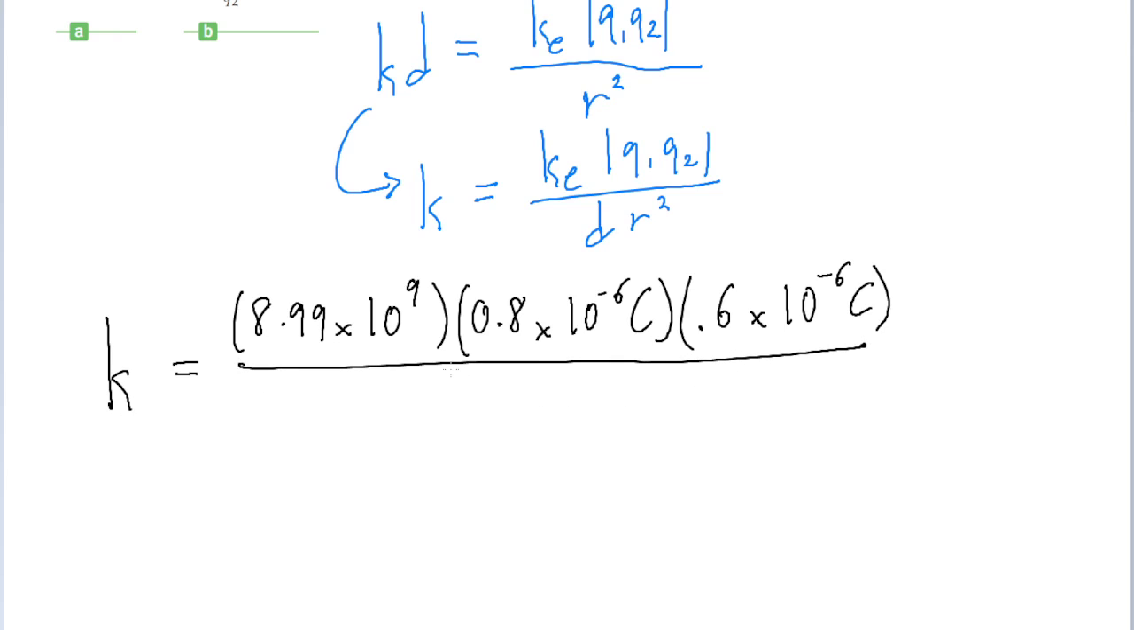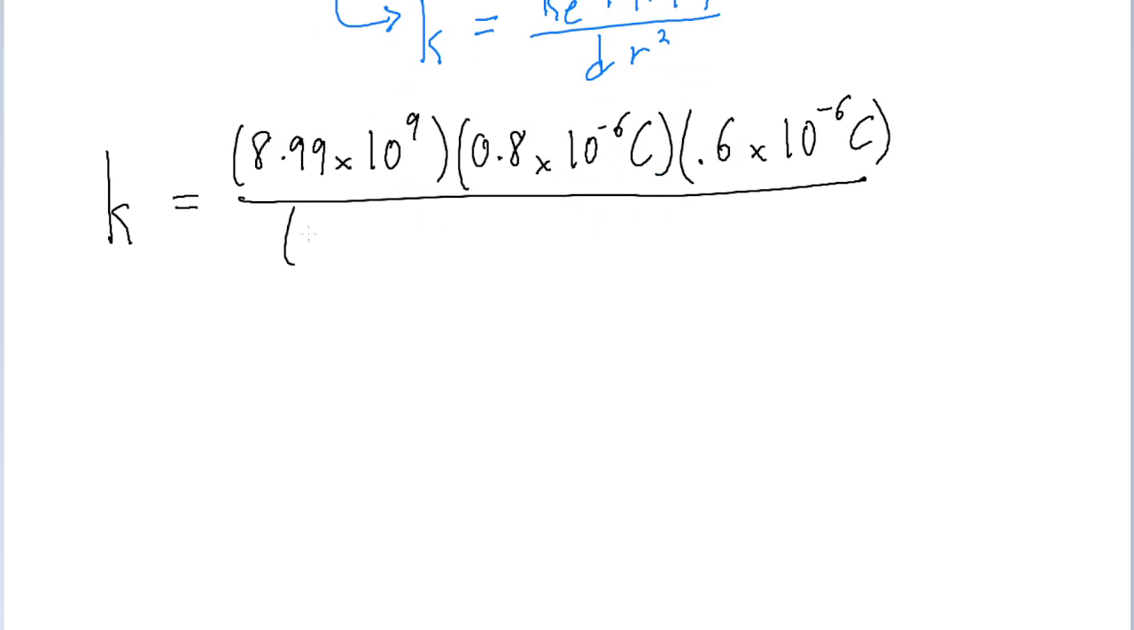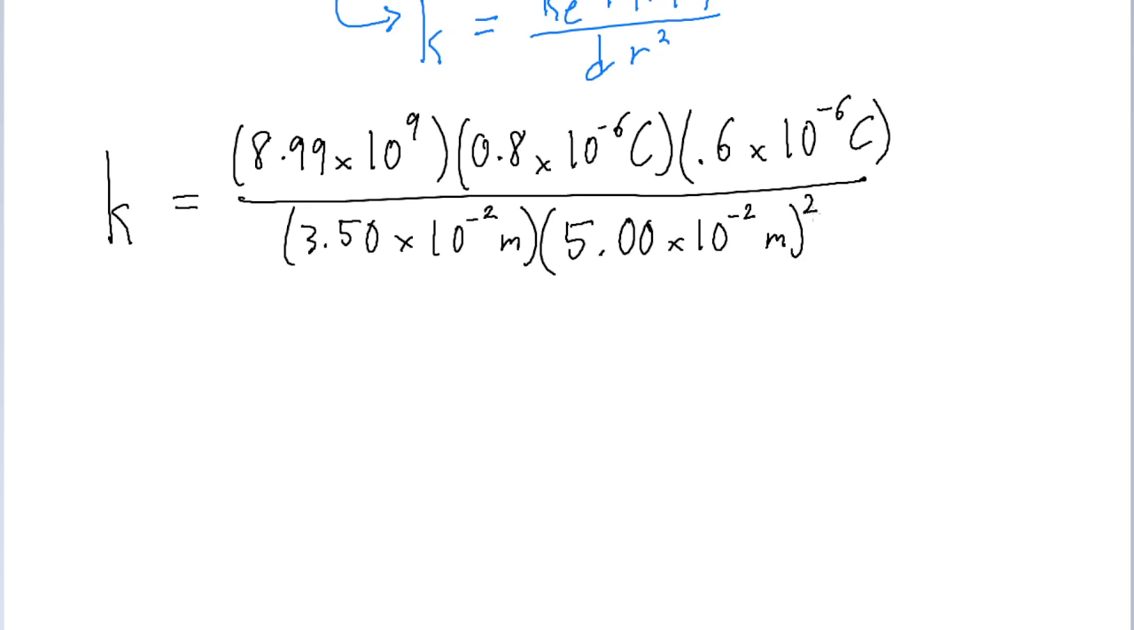We divide this by d, and d is given in the problem as 3.5 centimeters, so that's 3.5 times 10 to the power of negative 2 meters, multiplied by the square of r, which is given as 5 centimeters. So 5 times 10 to the power of negative 2 meters, and then we square that. Put this into a calculator, and we find a value for the spring constant of 49.3 newtons per meter.